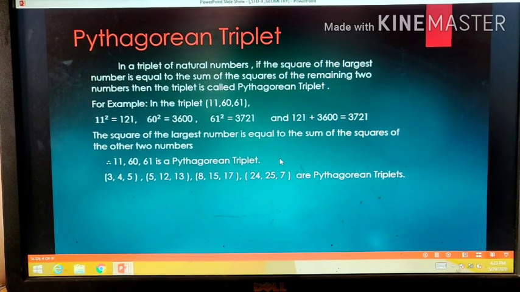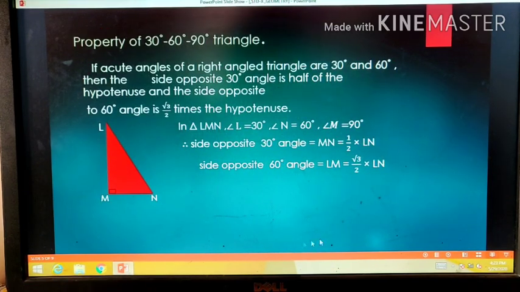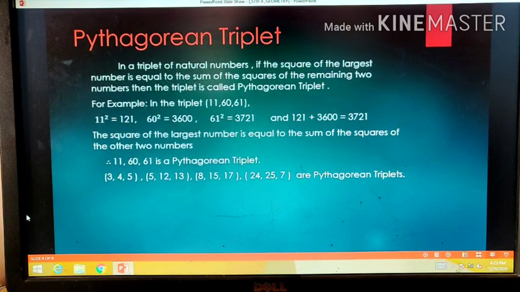Okay. Then which are other Pythagorean triplets? They are 3, 4, 5; 5, 12, 13; 8, 15, 17; 7, 24, 25. All these are Pythagorean triplets. There are many more Pythagorean triplets you can find out.